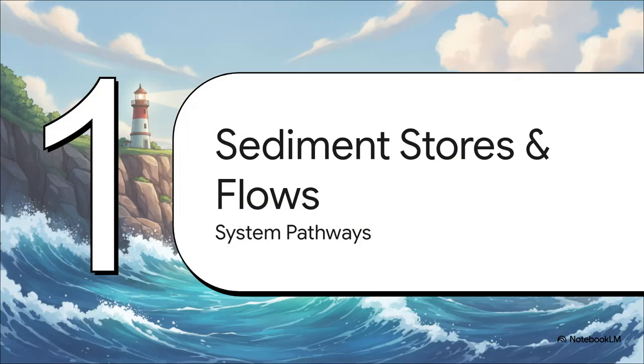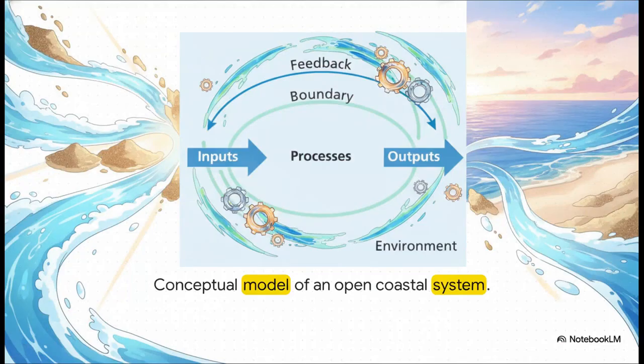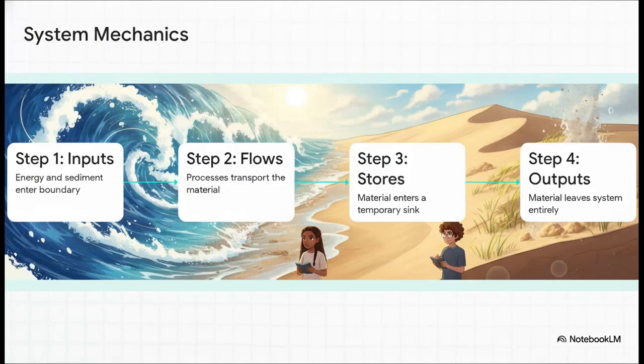Part 3. Sediment, stores, and flows. All right, now that we're powered up, let's dive into the core academic mechanics. How does all that raw energy translate into moving physical earth and rock? Check out this idealized conceptual model of an open coastal system. Notice how clearly the boundary is defined here. Energy and sediment enter on the left as inputs, they get pushed through the system by processes, and eventually they exit as outputs.